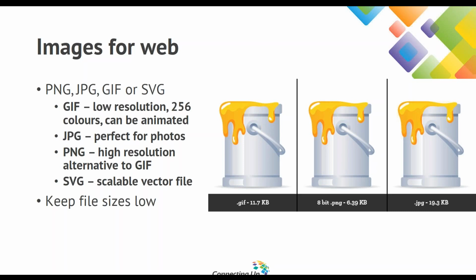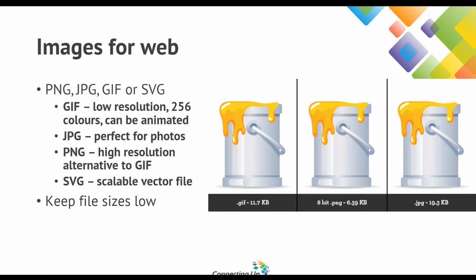So what that actually looks like, now that I've got over the jargon, I can save exactly the same image 3 different ways in 3 different formats to get 3 very different sizes. So the GIF is 11.7 kilobytes. It's pretty small, but the 8-bit PNG is only 6.39 kilobytes, and the JPEG is 19.3 kilobytes.